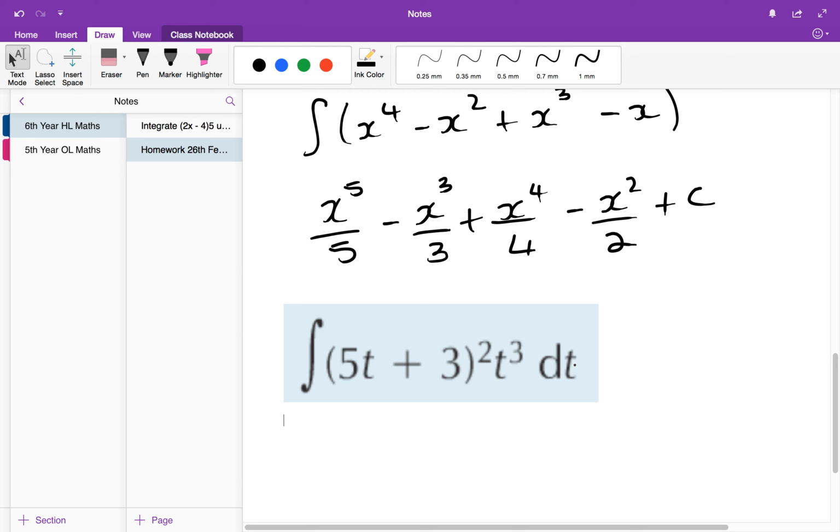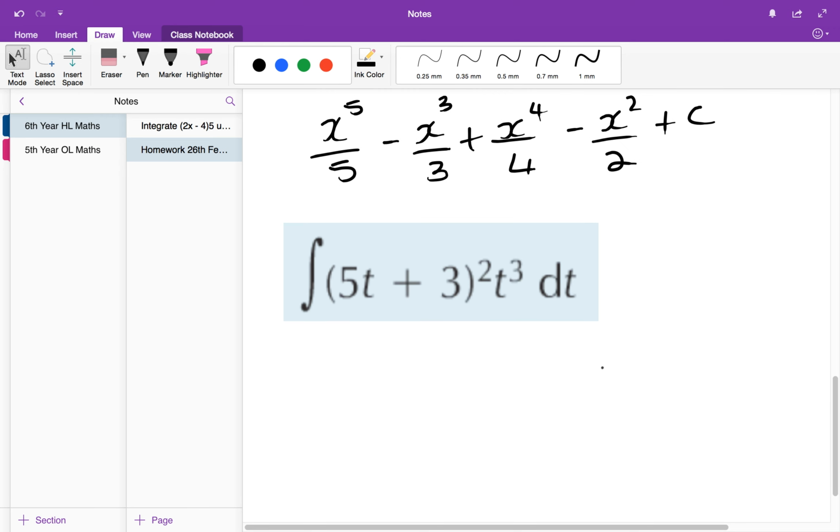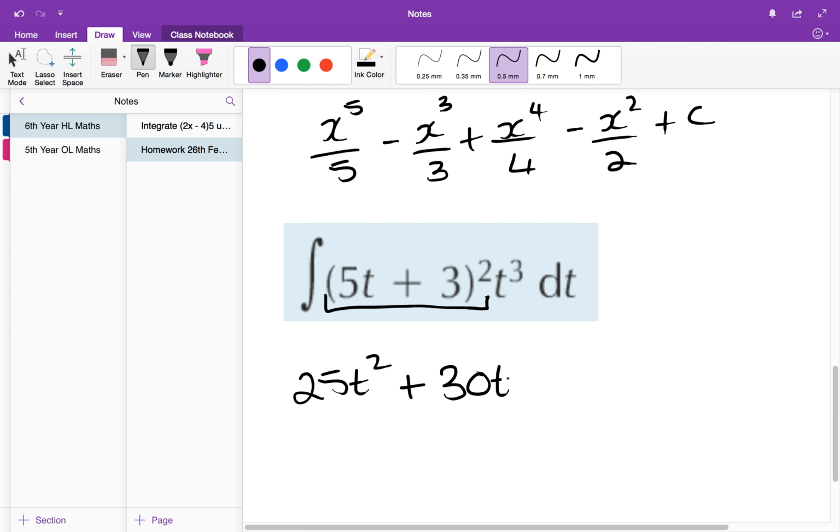So no quotient here. This is just a product. So you're going to have to just multiply it out. So this bit needs to be squared, and then you multiply it by the t cubed. So squaring the first is 25t squared. Multiply them, and then multiply it by 2 is 5t by 3 is 15, and double that is 30t, and then square the second is 9. And then you're going to multiply all of that by t cubed.